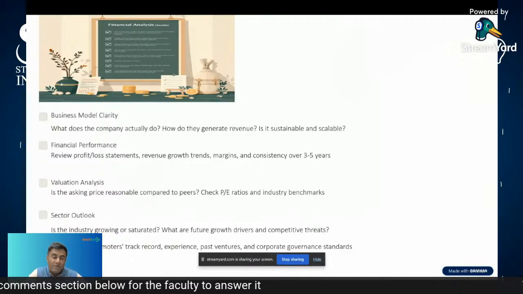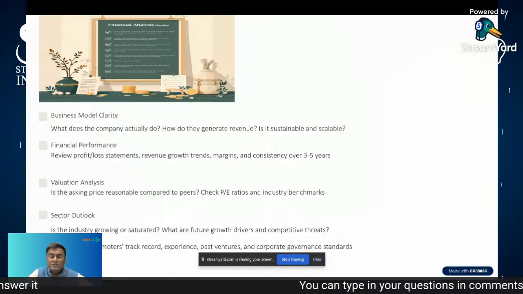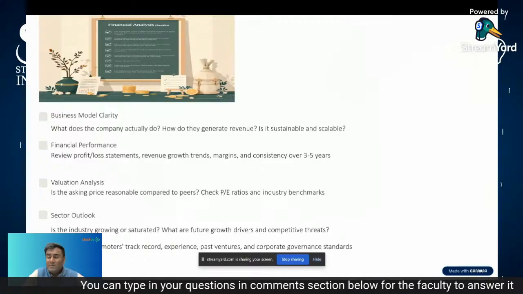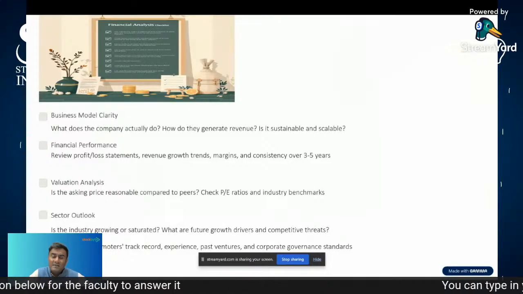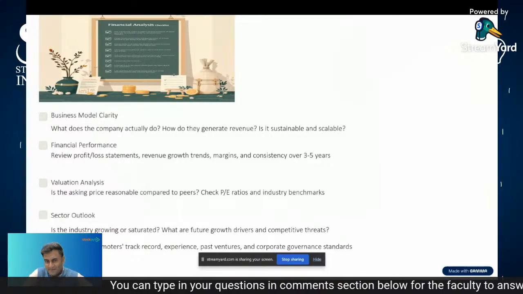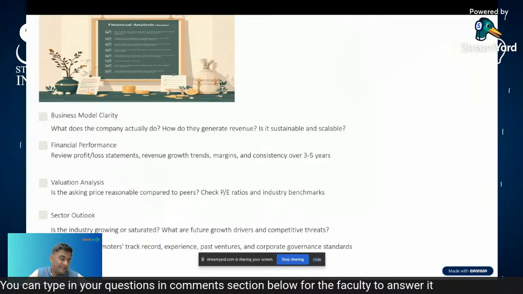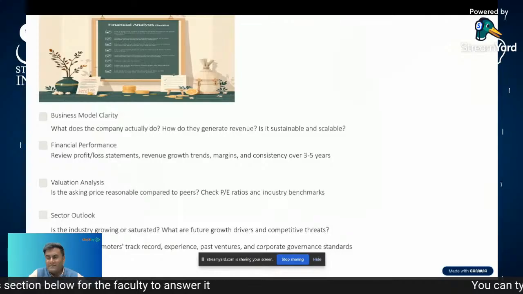Then we move on to sector outlook. Basically, is the industry growing or saturated? What are the future growth drivers and competitive threats? We must understand them. Right now, the whole market, the whole retail space is shouting EV, EV, EV, or renewable energy, green energy, green energy. But we have to understand, is that industry growing or is it saturated? I mean, green energy, is it a new field?